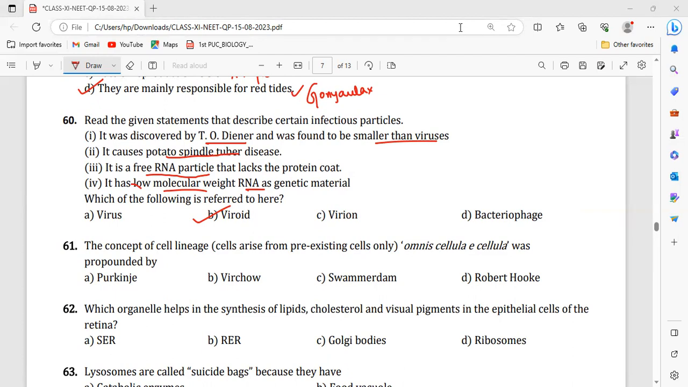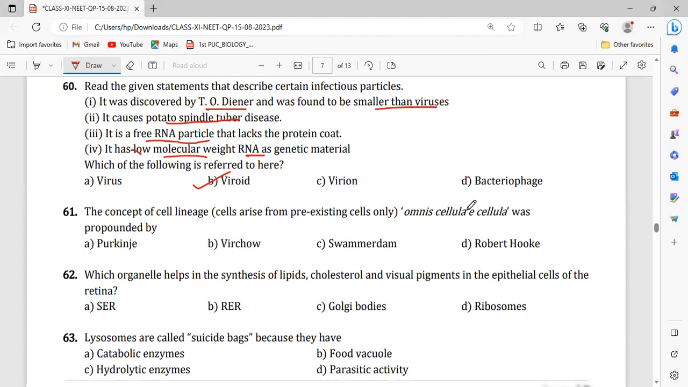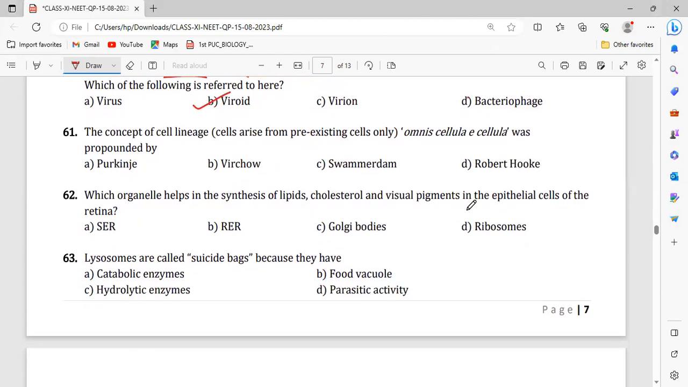So now we shall see the questions from cell, the unit of life. So question number 61. The concept of cell lineage. Cells arise from pre-existing cells only, that is omnis cellula e cellula. So this was propounded by Rudolf Virchow, direct question.